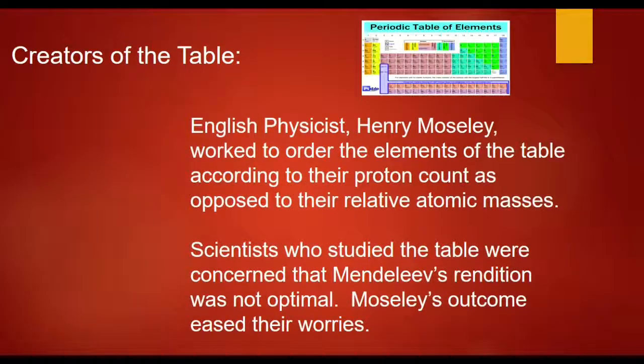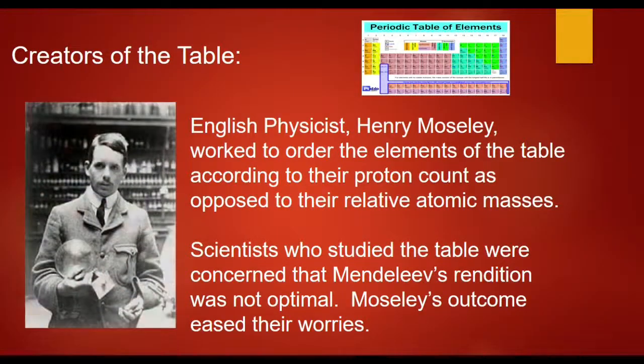The last and one of the most important contributors of the periodic table of elements that I will mention is English physicist Henry Moseley, who worked to order the elements of the periodic table according to their proton count as opposed to their relative atomic masses. Scientists who studied the table throughout the century were concerned that Mendeleev's rendition was not optimal. Moseley's outcome eased their worries.